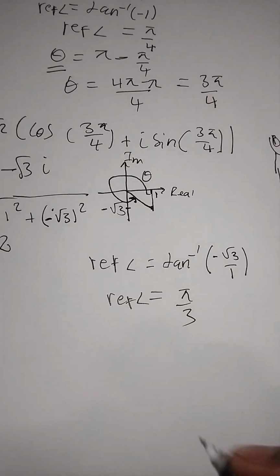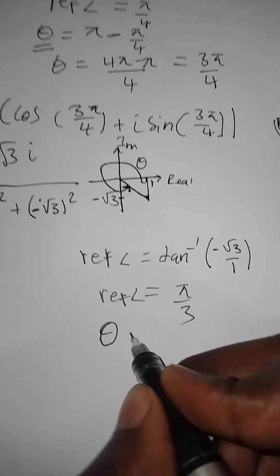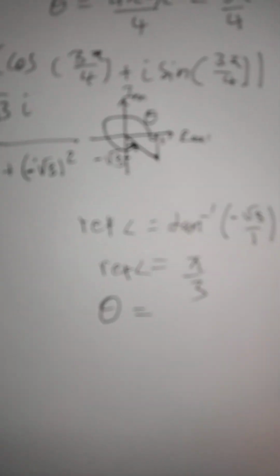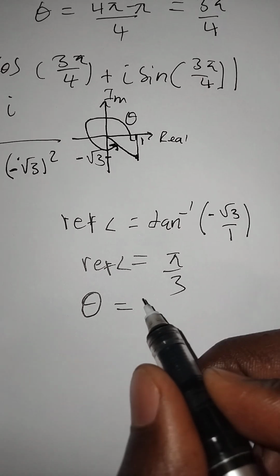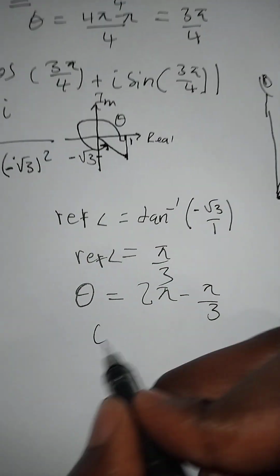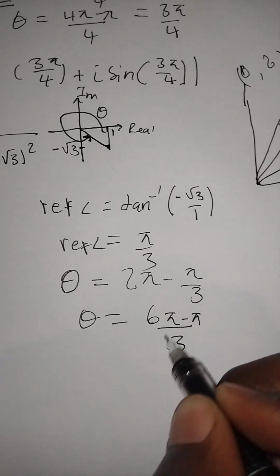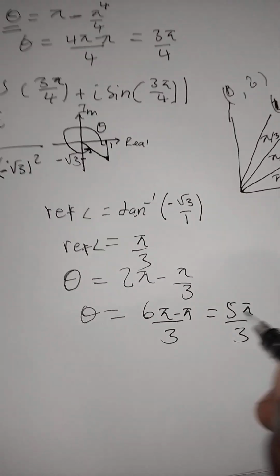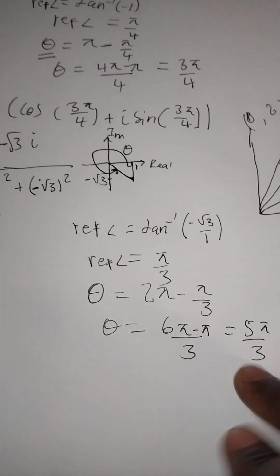We found our reference angle as pi over 3. Since we ignored that negative, now we have to find our angle theta. Since we are in the fourth quadrant, this is the angle that we are finding there. So theta is going to be 2 pi minus pi over 3. Theta is 6 pi over 3 minus pi over 3, which is basically 5 pi over 3. So this is your angle theta. Guys, get into the idea of how you find your angle, otherwise your solution is going to be wrong.